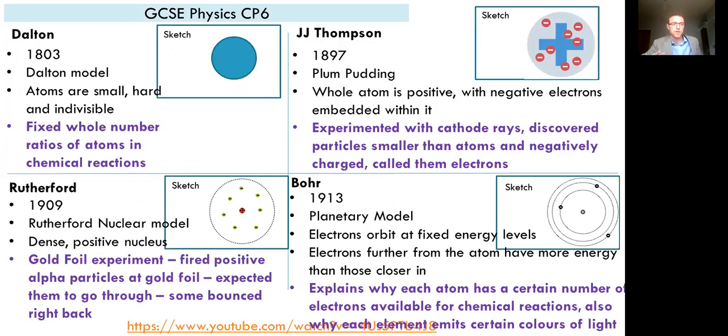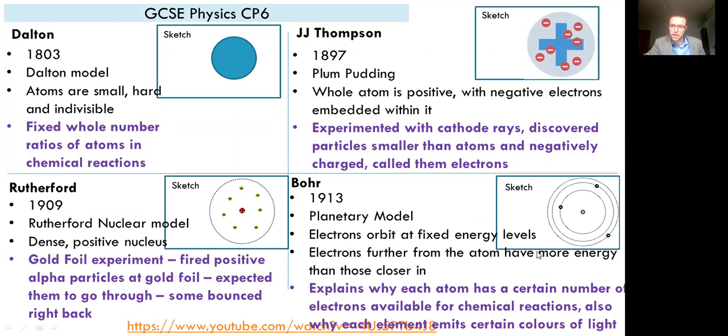Let's have a look. We've got Dalton, 1803, sorry. He came up with just a Dalton model, where atoms are small, hard, and indivisible. And he developed that because he saw that there was a fixed whole number ratio of atoms in chemical reactions.